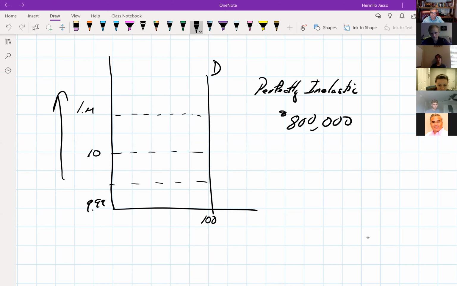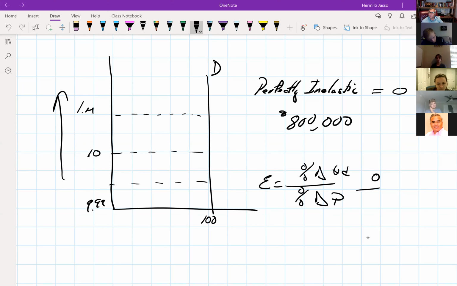So what will be the numerical value of this elasticity? Remember, how do you measure elasticity? Percentage change in quantity demanded divided by the percentage change in price. So what will be the numerical value? By how much is the quantity demanded going to change? By 0. Zero divided by something is going to be 0. So perfectly inelastic has a numerical value of 0. There's no response. Perfectly inelastic.